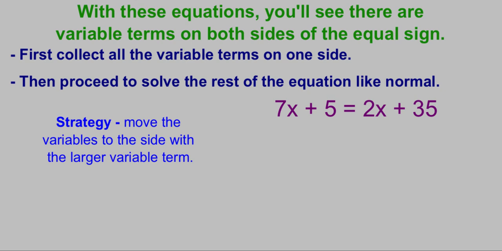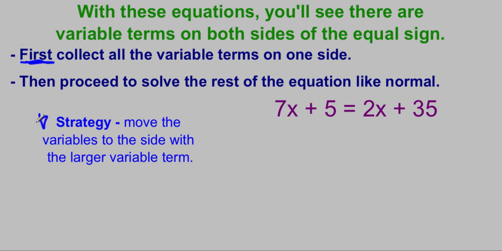So here is our strategy. With these equations, you're going to see variables on both sides. So our first step now is going to be to collect all the variables on one side. Doesn't matter which side we take them to, but we want to get them all on the same side, because our goal is to try to get x all by itself, but to do that we have to get all the x's together first. Once we do that, then we're just going to go ahead and solve it like normal. It's going to look a lot like a 1 or 2 step equation after that.